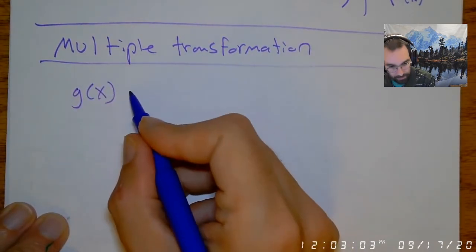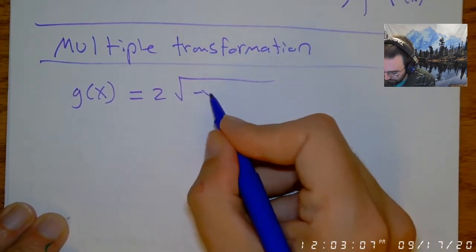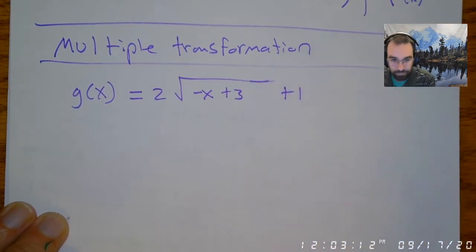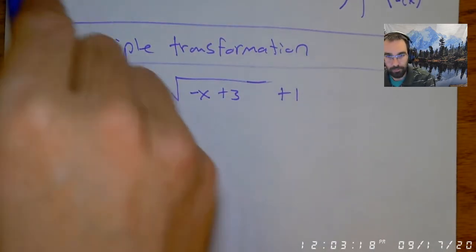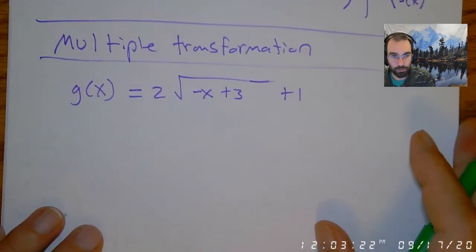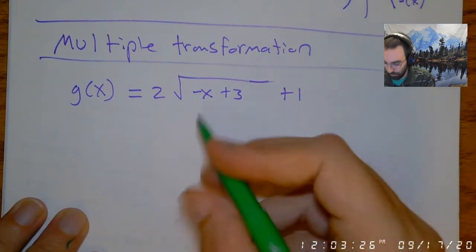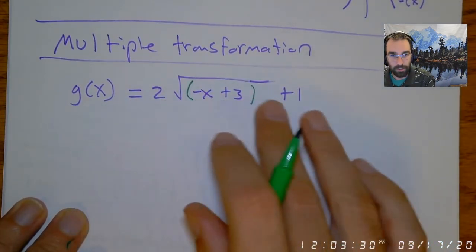So I have an example. g of x equals 2 times the square root of negative x plus 3, plus 1. So when you look at a problem like this, I always identify what's the family function. So the family function here is the square root. It's really important, if you're having troubles with this, write parentheses. There's my inside, here's my outside.